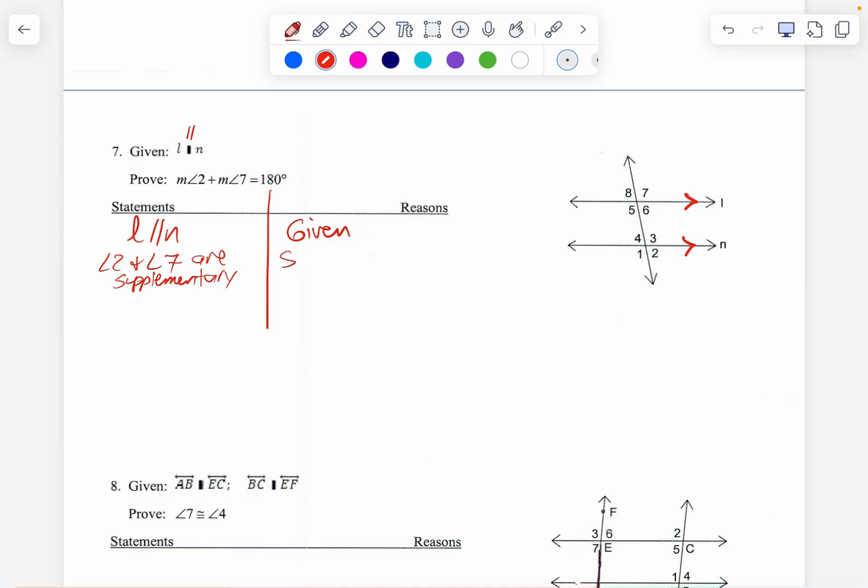That is the same side exterior angles postulate.